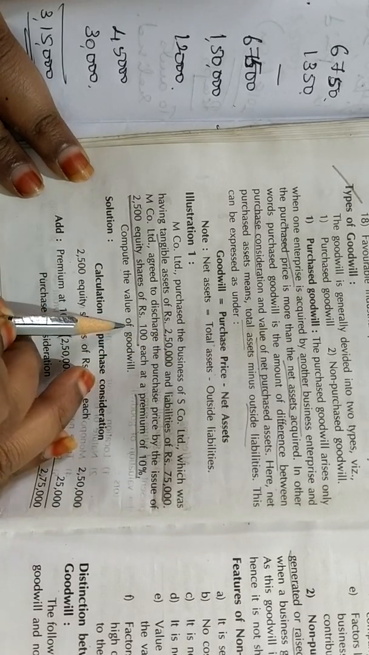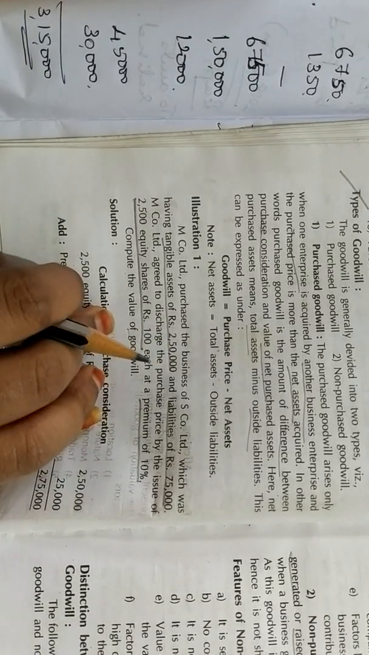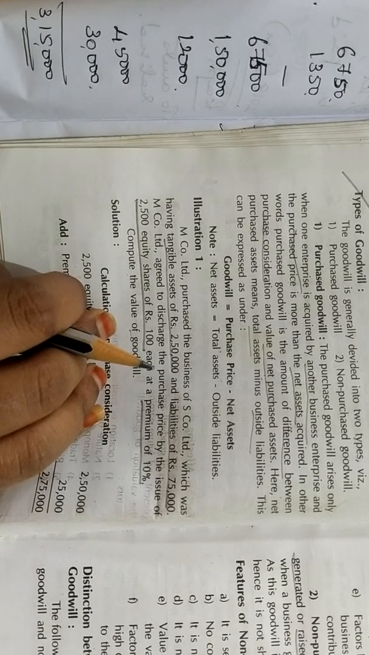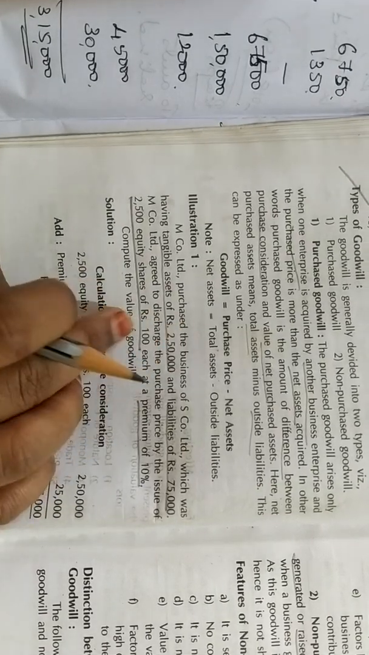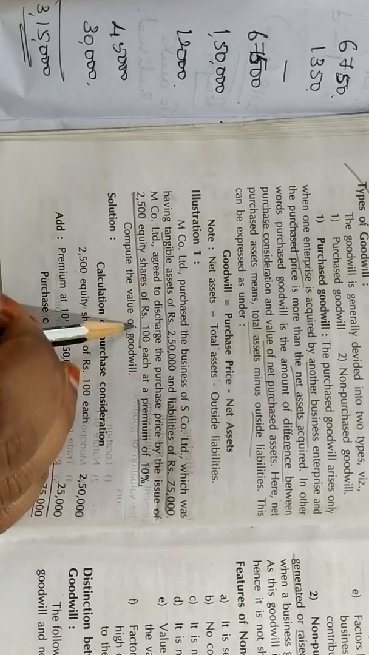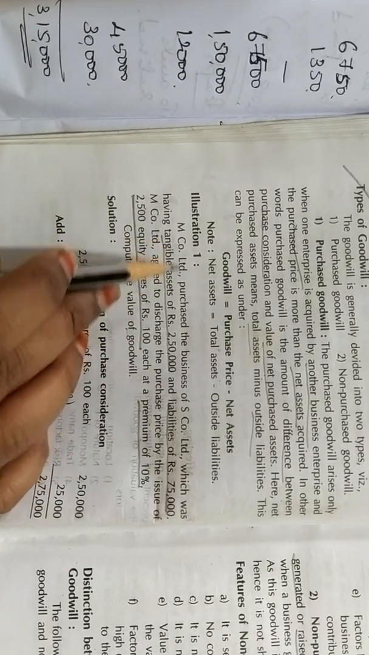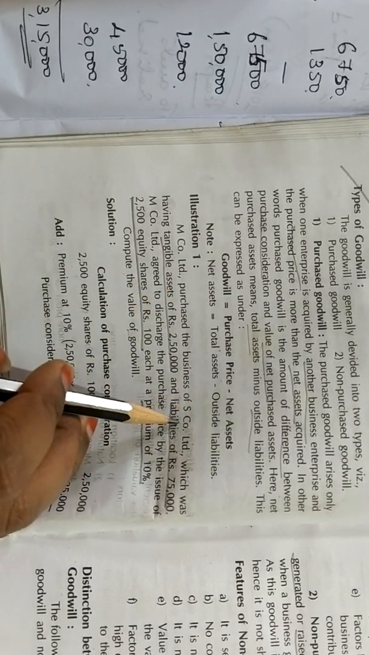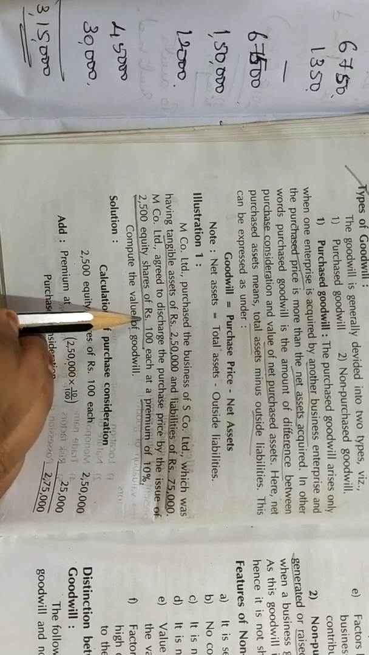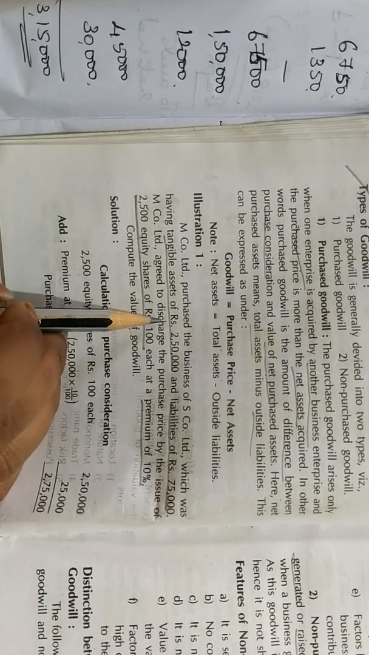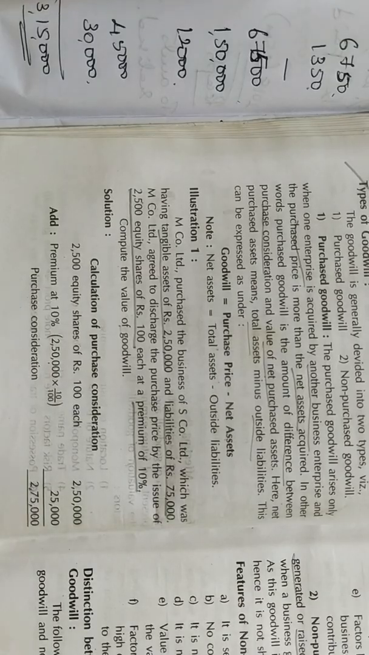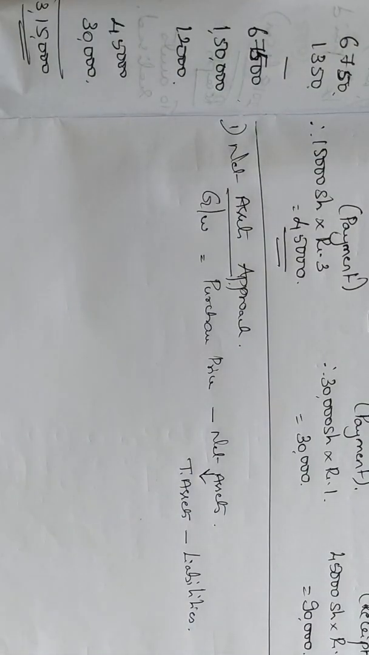Here they will not tell you whether it is the net asset approach method, or whether it is the liabilities approach method, whether it is super profit or average profit. You have to read the question and see which method they have asked. So if you see here, it clearly says one company purchased the business of another company and they are taking over the assets and liability, and purchase price is given. So this is a definite indication of the net asset approach. So I'll just do this problem so that you will understand.